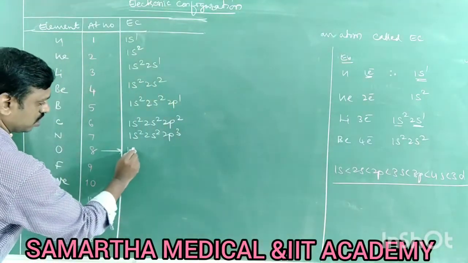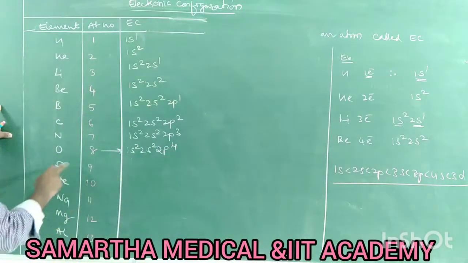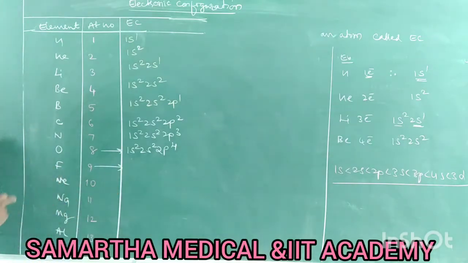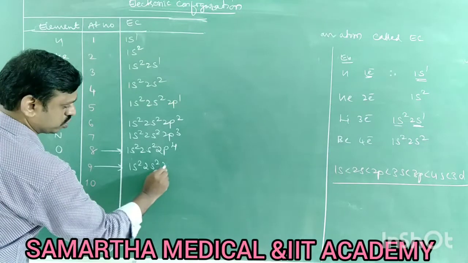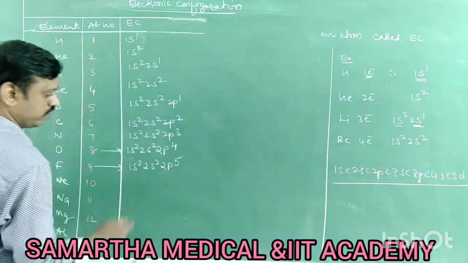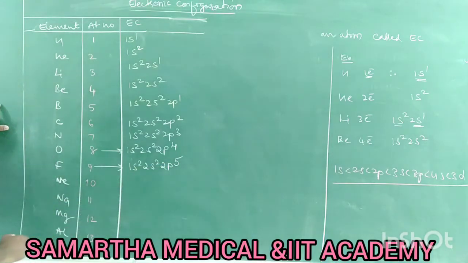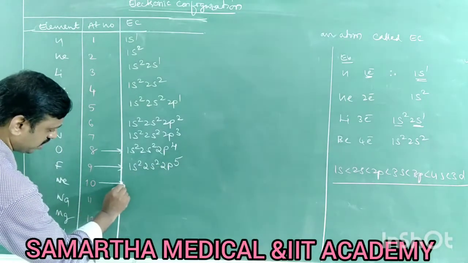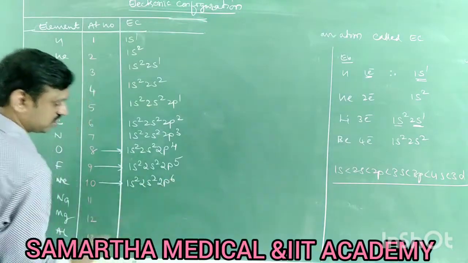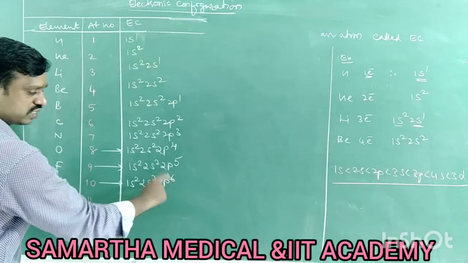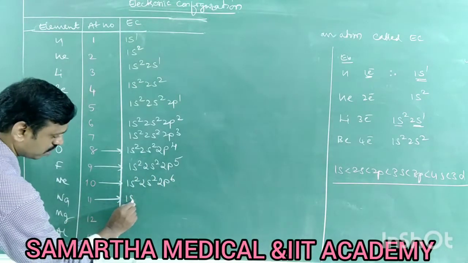Next oxygen, it is 1s2, 2s2, 2p4. Next fluorine. Fluorine has 9 electrons. It is 1s2, 2s2, 2p5. You see, 2 plus 2 plus 5, total 9 electrons. Next neon, 10 electrons. It is 1s2, 2s2, 2p6. 2 plus 2 plus 6, total 10.